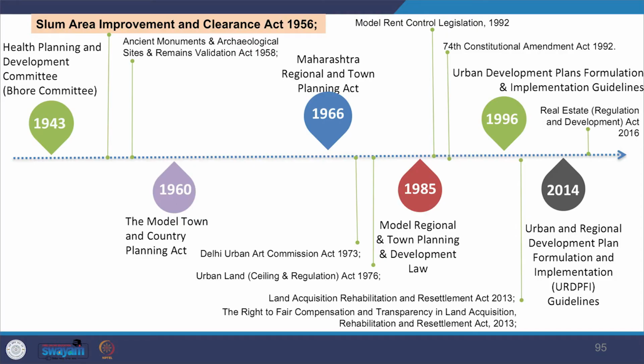At the same time, we see the formation of the Slum Area Improvement and Clearance Act of 1956. So we are seeing how industrial towns and all are increasing, how there is rapid industrialization, and we also see the coming up of slums and then the relevant act for it.